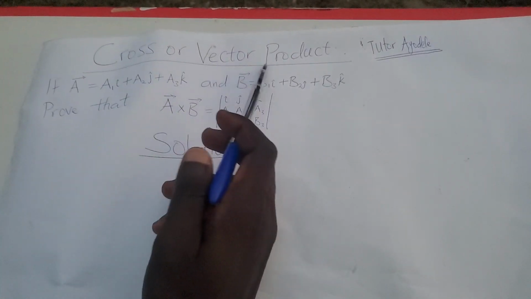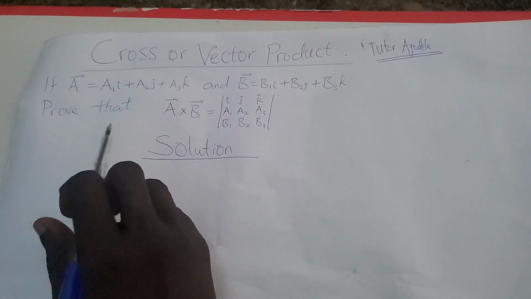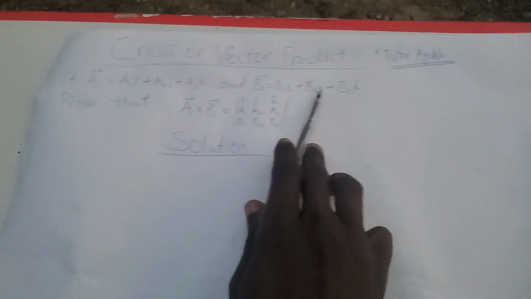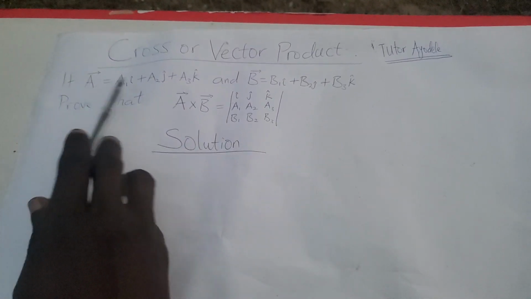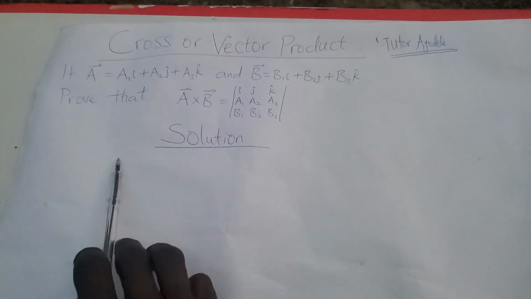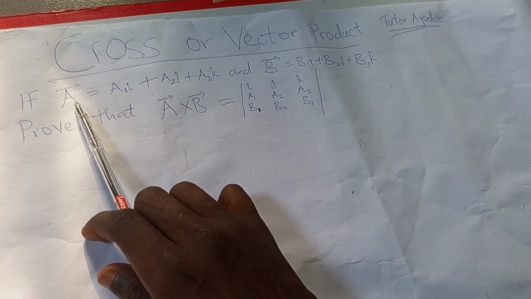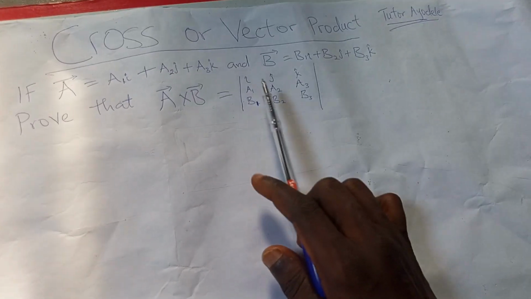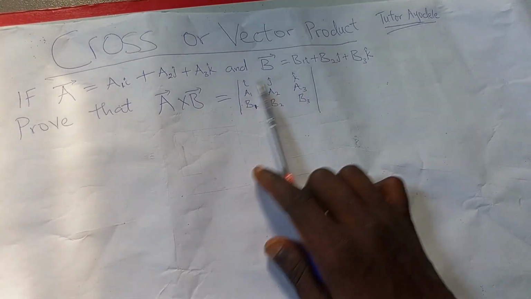So another name for vector product is what? Cross product. We are asked to find the cross product between vector A, which is this, and vector B, which is this. They have represented A cross B in this form, but let me explain how they arrive at this form.